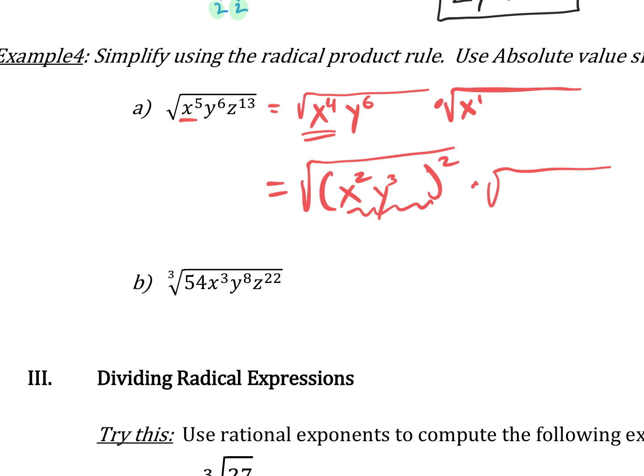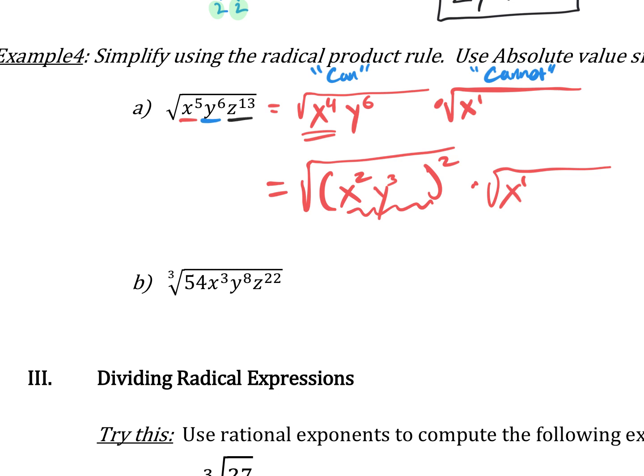Now, I have to have 5 x's in my whole expression, so I'm going to have 1 x left over that cannot be simplified. I like to think of this as the things we can simplify and the things we cannot, just like we did with the numbers a little bit ago. So we've broken up the y's, we've broken up the x's. Now let's break up the z's.